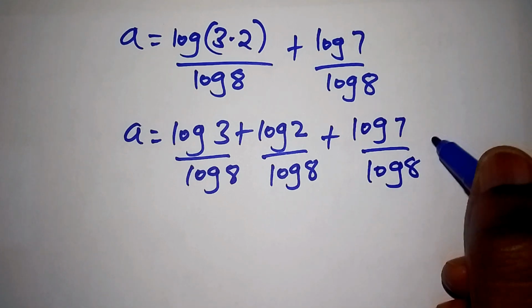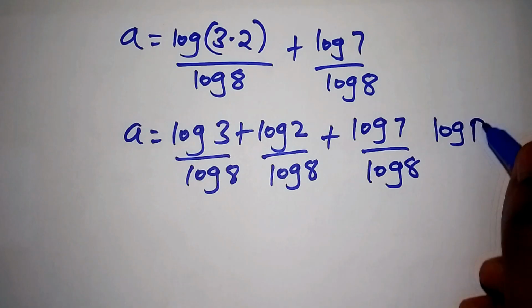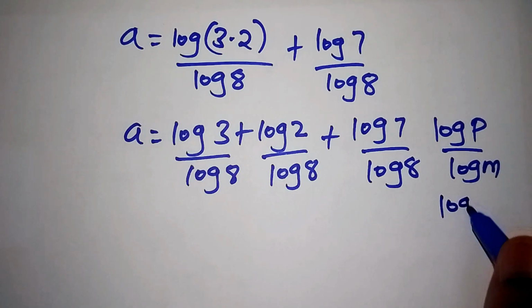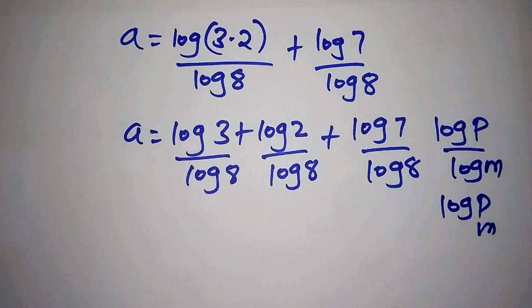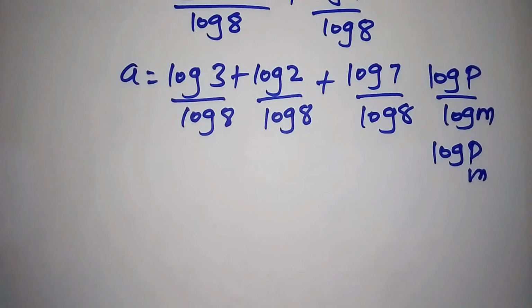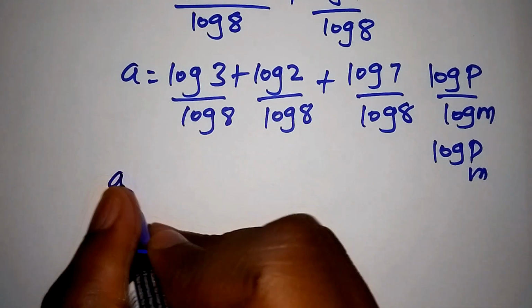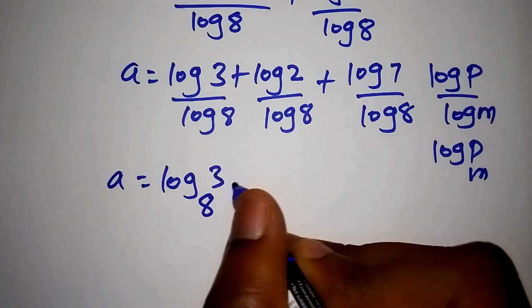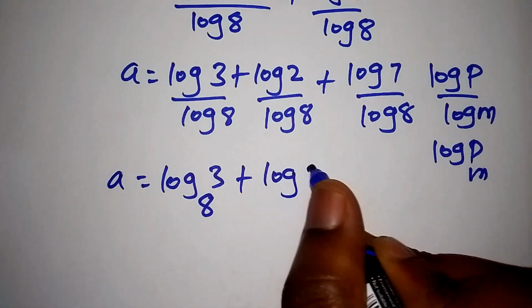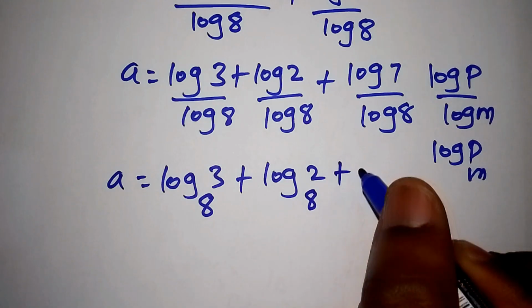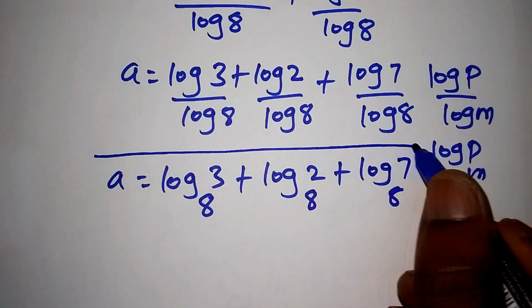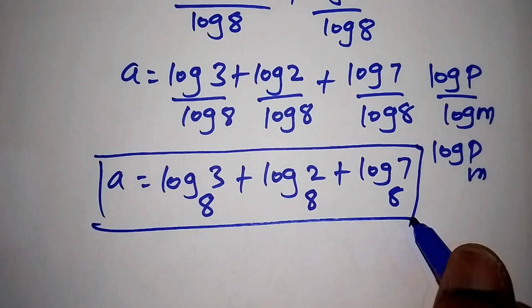When you have, for example, the log of p all over the log of m, this can be written as the log of p to the base of m. So our final answer is that the value of a is the log of 3 to the base of 8, plus the log of 2 to the base of 8, plus the log of 7 to the base of 8. This qualifies to be the best answer.